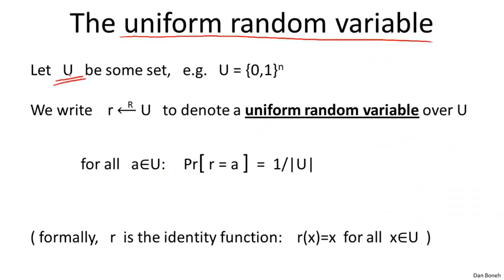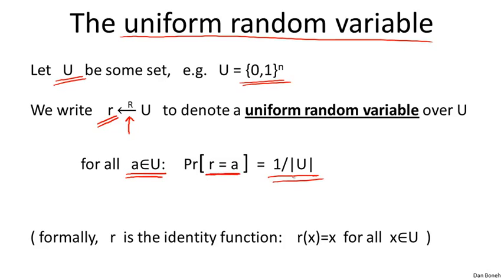So let's say that U is some finite set, for example, the set of all n-bit binary strings, and we're going to denote a random variable R that samples uniformly from the set U by this little funny arrow with a little R on top of it. This again denotes that the random variable R is literally a uniform random variable sampled over the set U. So in symbols, what this means is that for all elements A in the universe, the probability that R is equal to A is simply 1 over the size of U.